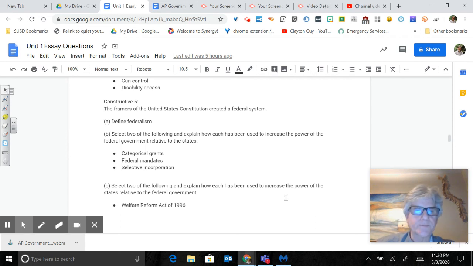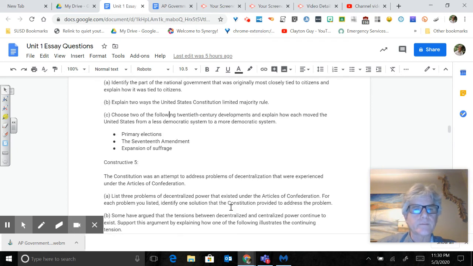Then select 2 of the following and how each has been used to increase the power of states relative to the federal government.